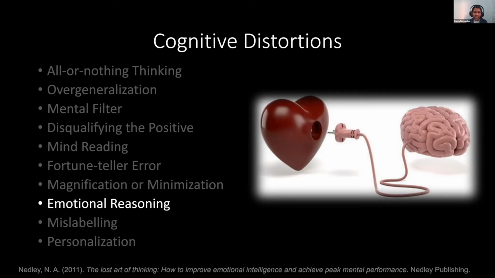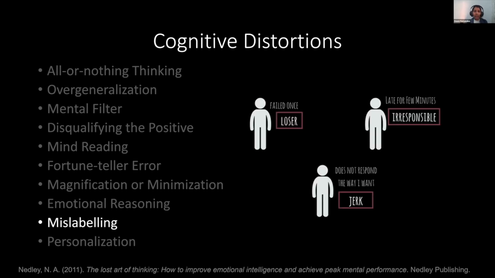Or I'm feeling overwhelmed by the situation, so it means there's no solution for this problem. So we have to fix those. We have to again change those cognitive distortions and set it right. Another, the ninth cognitive distortion, is mislabeling. These are having incorrect, irrational definitions and labeling ourselves or labeling others, right?